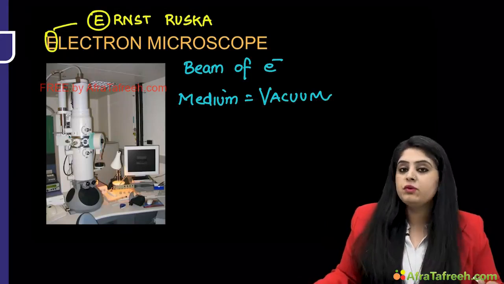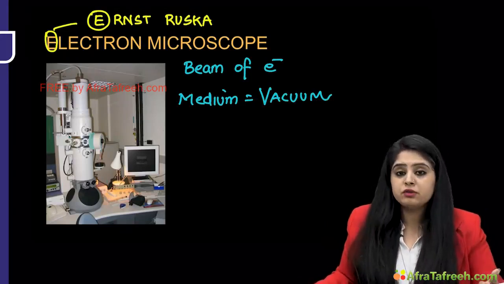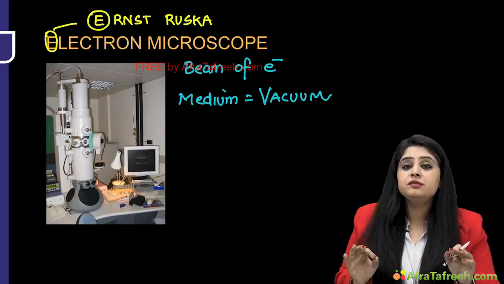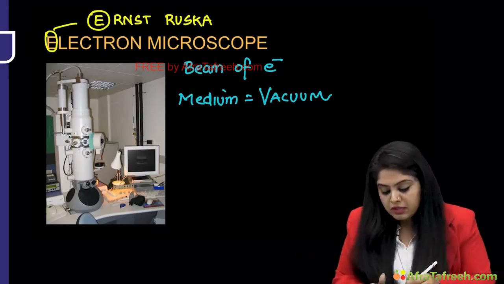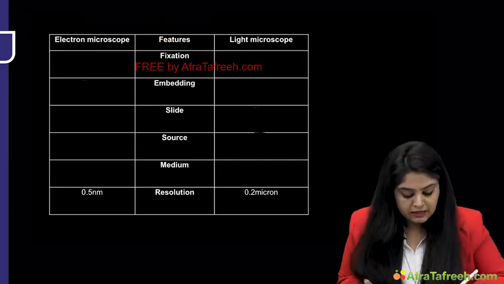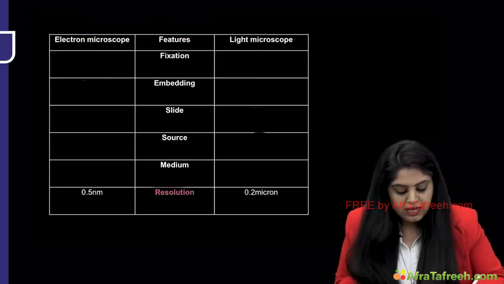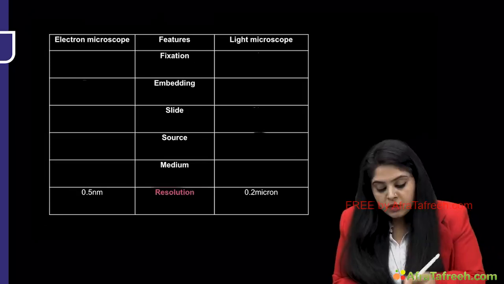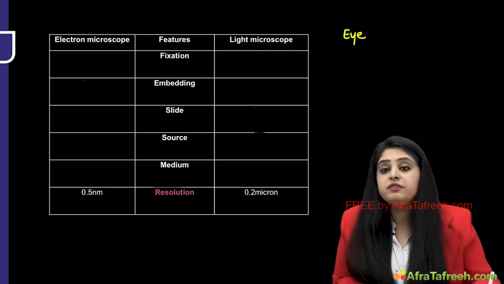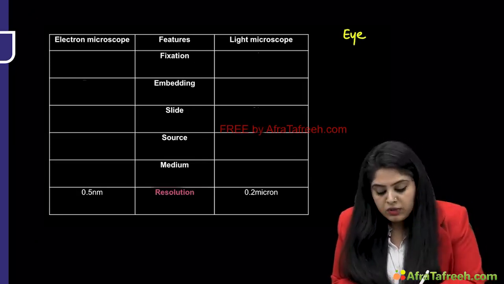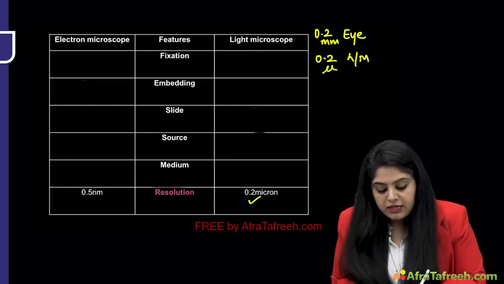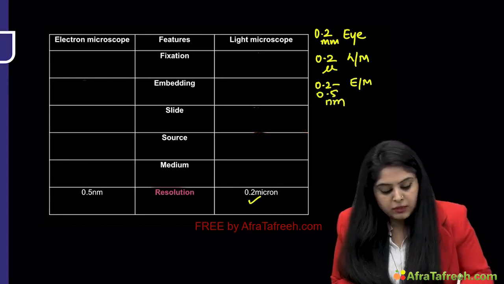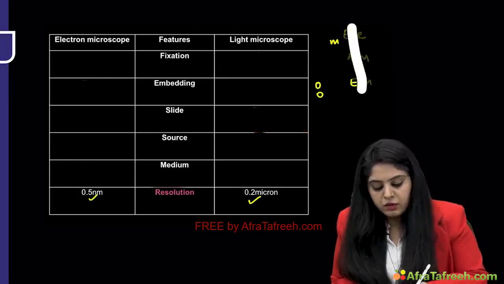Before I start off with the different types of electron microscope, first I will have to tell you the basic differences between a light and an electron microscope. So let's start with the differences first. The difference that you know is the resolution. Have we already done the resolutions earlier? Quick revision: the resolution of the eye was only 0.2 mm. For the light microscope, it was 0.2 microns, and for the electron microscope we said 0.2 to 0.5 nanometers. So at least the resolution part is sorted.